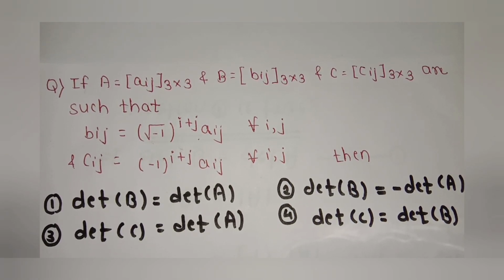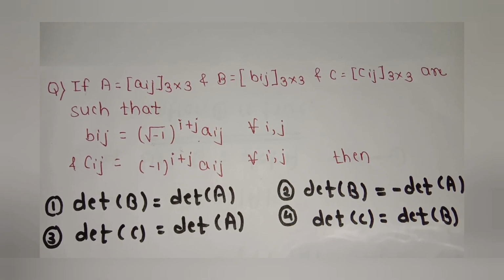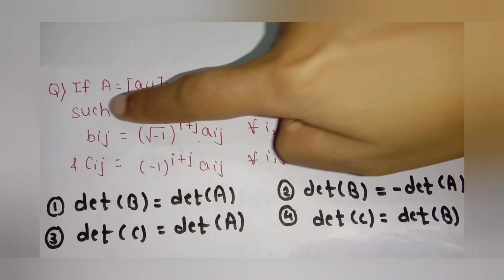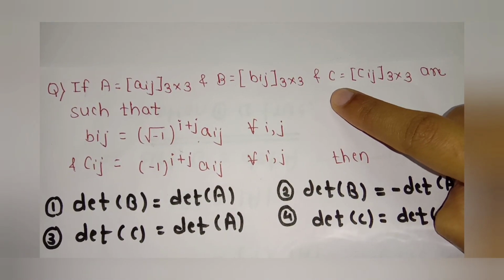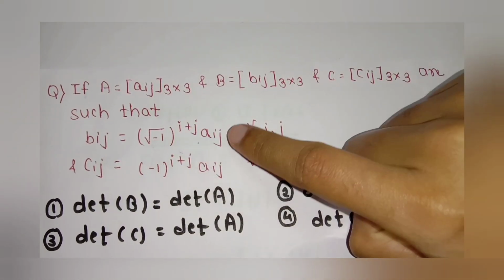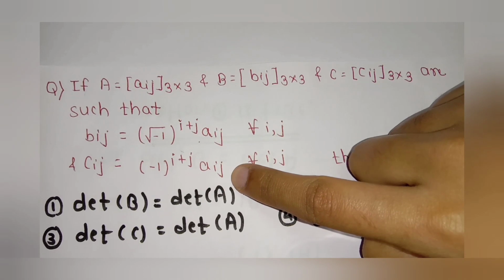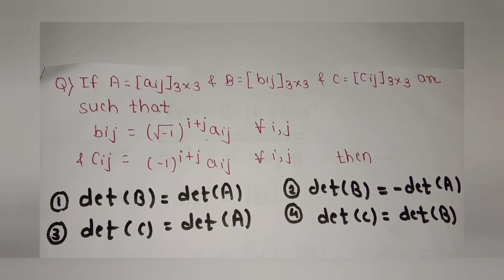Today's question is based on the concept of matrices. So let us start. In this question, we have three matrices, matrix A, matrix B and matrix C of order 3, with two conditions such that the first condition is this and the second condition is this. Then we have four options.